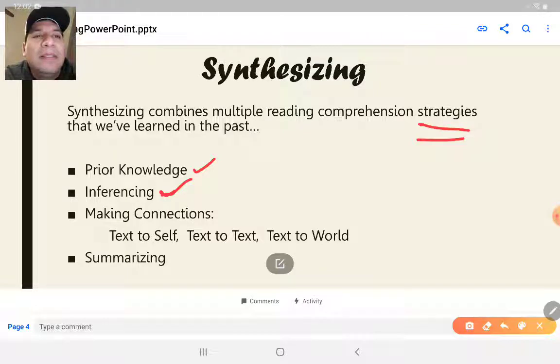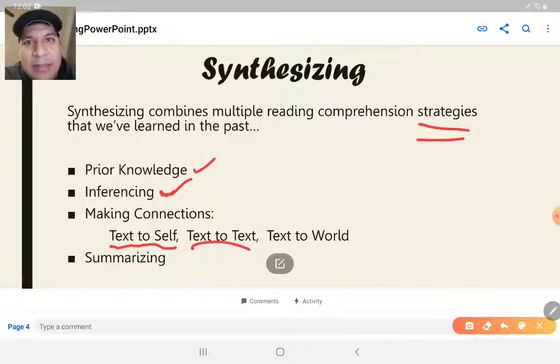Also, we've done stuff like making connections, text to self. What is text to self? The connections that we made is, for example, I read a book about puppies, and based on what I know about puppies and what I experience myself, then I make that connection. Let's say I have a puppy at home. So reading a book about puppies and my puppy at home helps me bridge that connection, right?